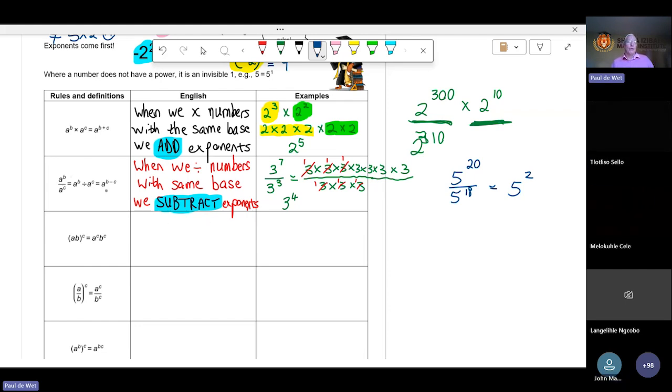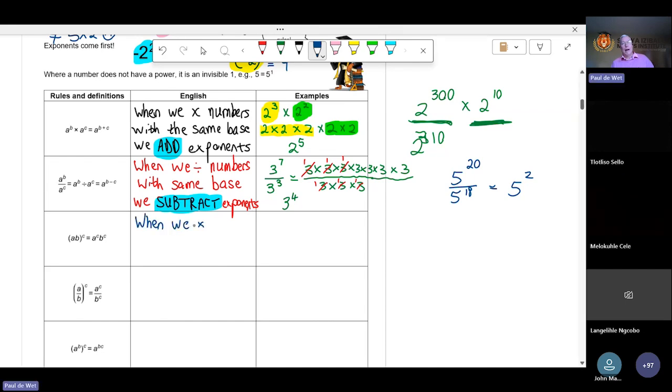Now you'll see these rules here that we're explaining. We're explaining them in English and we're doing examples, but you'll see them written here with algebra. And maybe the algebra is a bit confusing to some of you at the moment, but don't worry. It will get better.